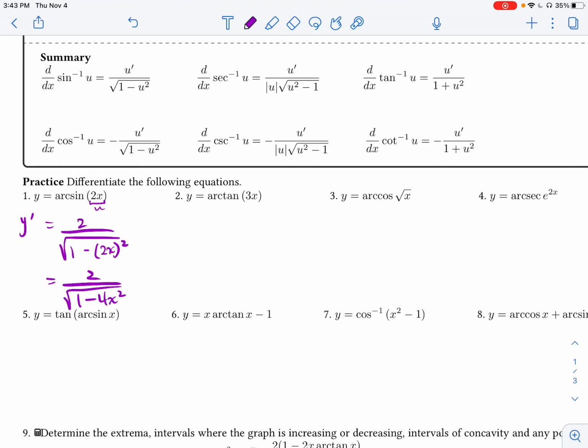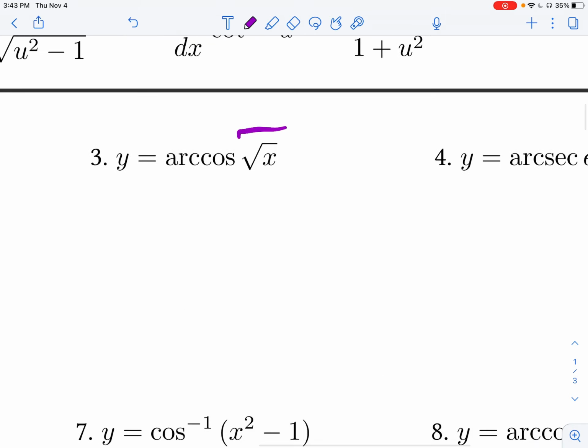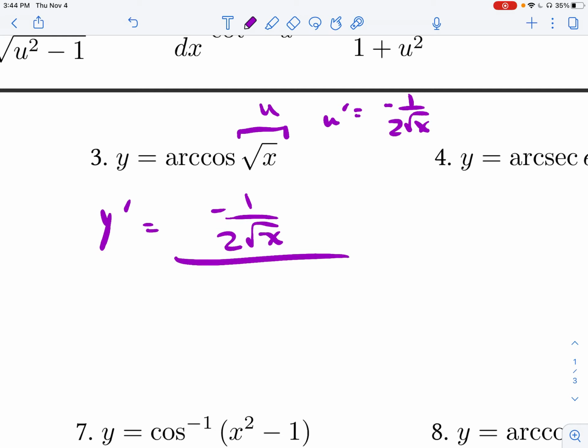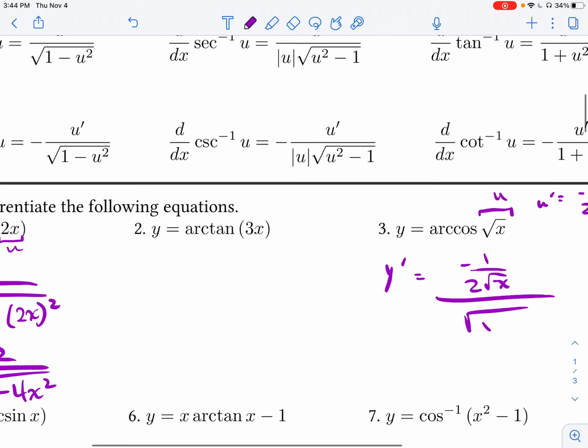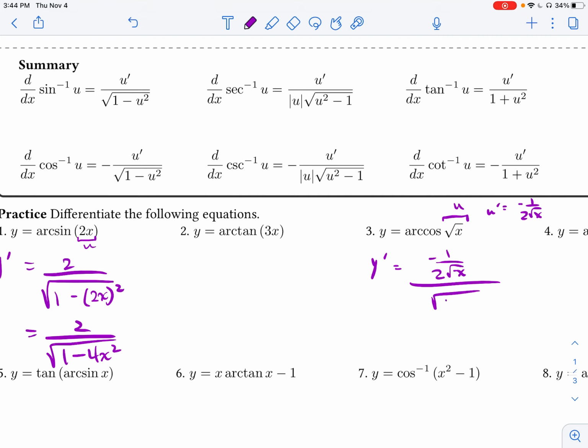All right. What about something like number 3? Let's jump to number 3. Well, this is my u here. u prime is going to be negative 1 over 2 root x. So y prime is equal to negative 1 over 2 root x all over root 1 minus whatever our u squared is, right? Because we're doing arc cosine, which is this rule here. Or sorry, u squared minus 1. Sorry about that. Or, oh, I apologize. I was pointing at the wrong rule. Sorry about that. That is 1 minus x. There you go. So y prime is indeed, if I clean this up, negative 1 over 2 root x minus x squared. Okay? All right.